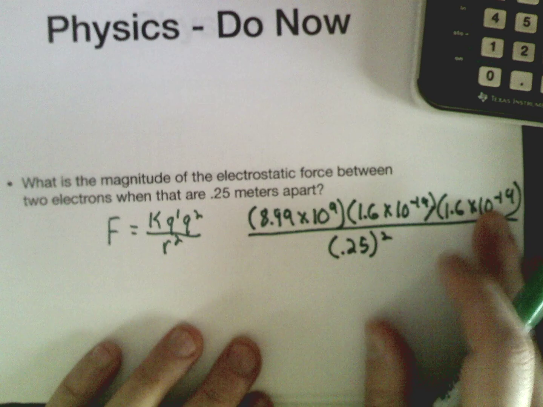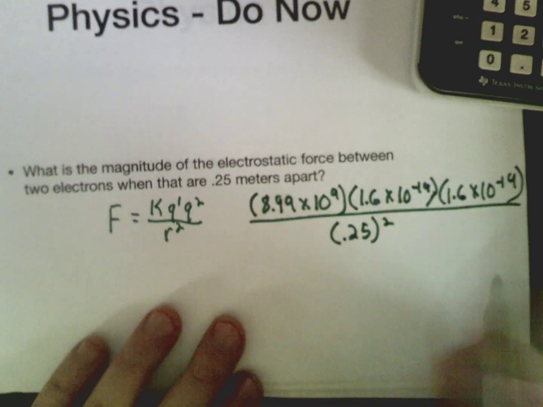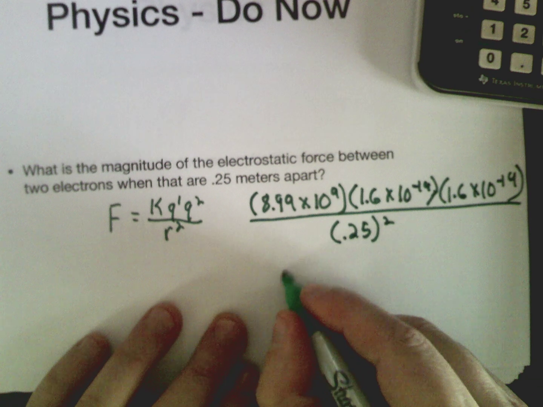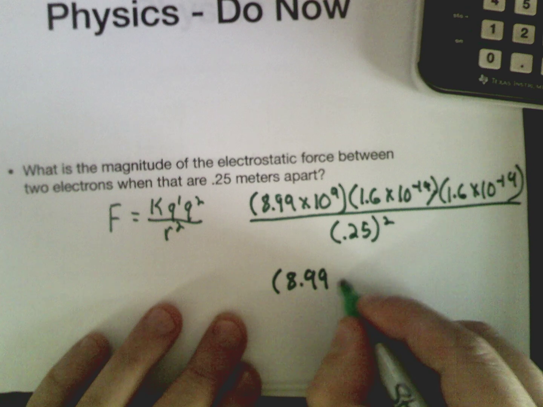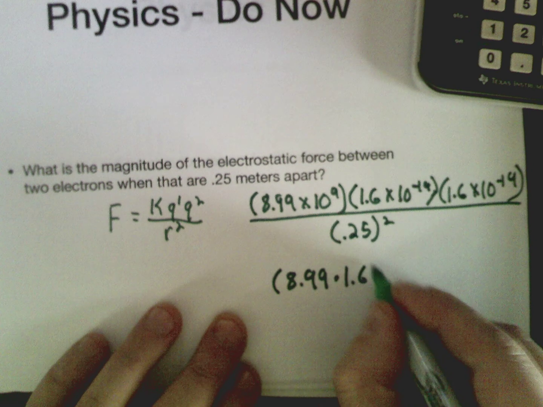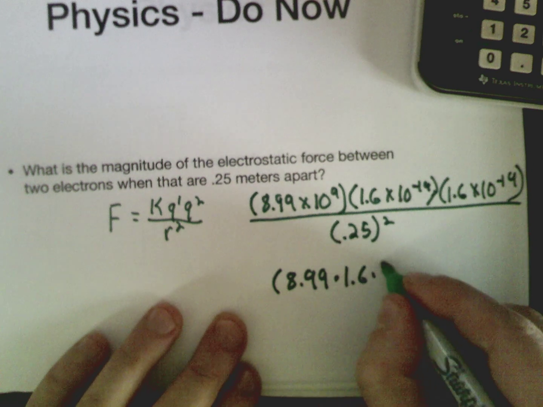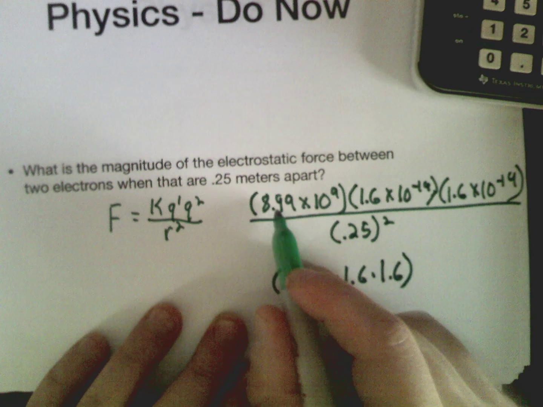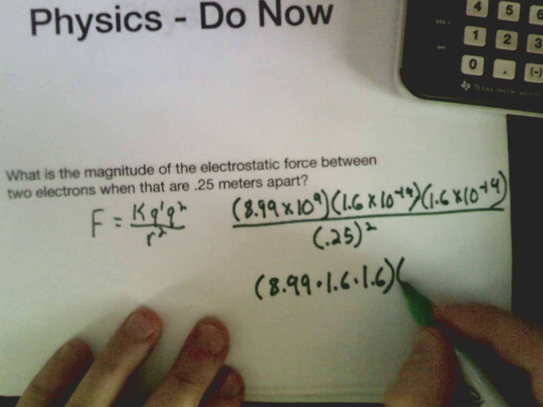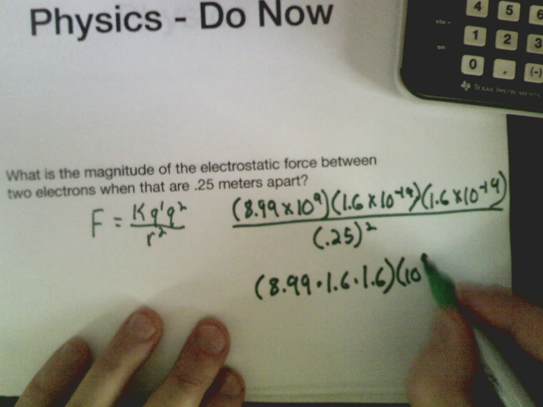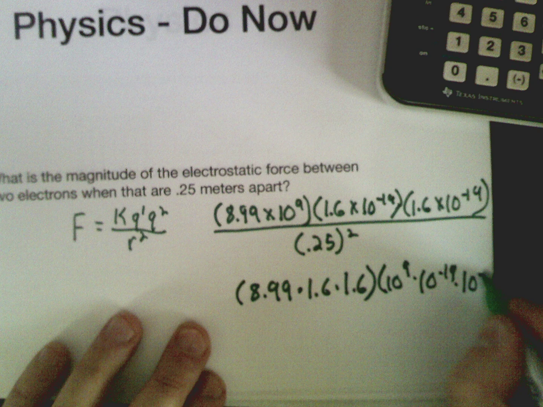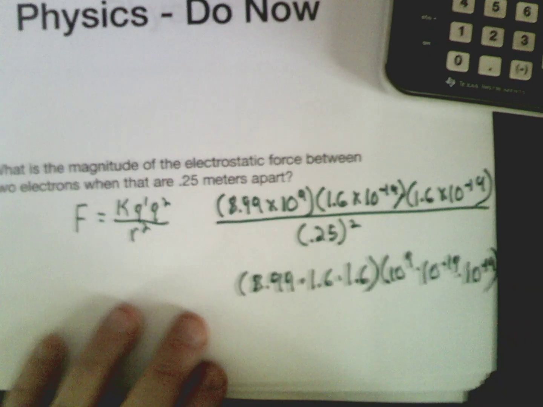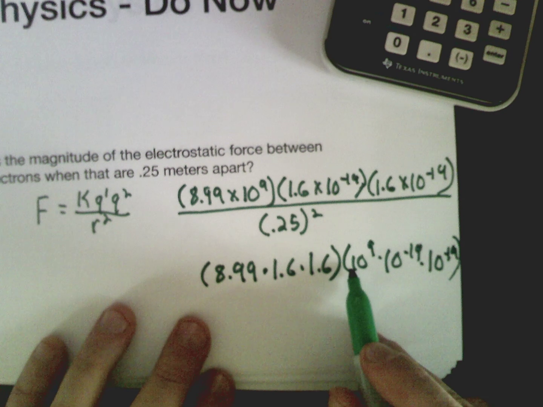Now, how I like to do all this work is I like to look at it like this. I like to do 8.99, especially if I'm not using a calculator, times 1.6 times 1.6. I'll do all the numbers out front, and then I'll do 10 to the 9 times 10 to the negative 19 times 10 to the negative 19. I probably do this because I'm an algebra teacher, because then I have my exponent rules here.